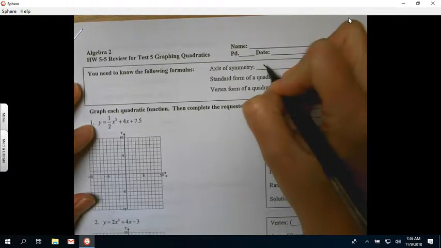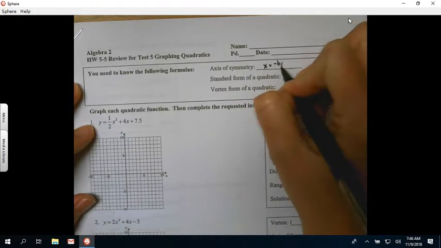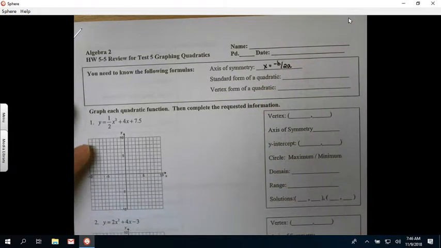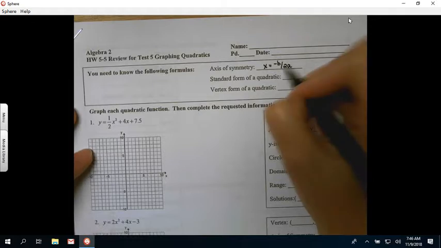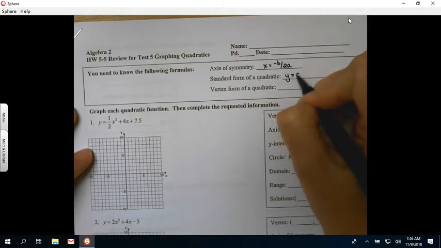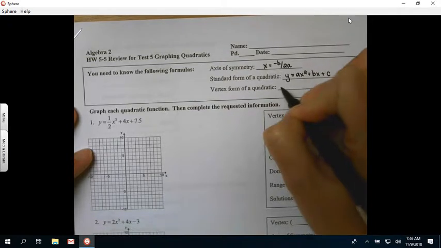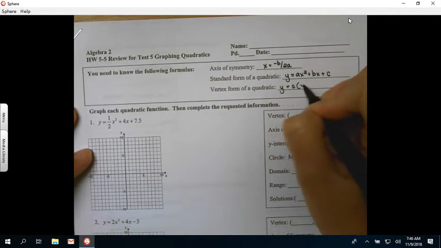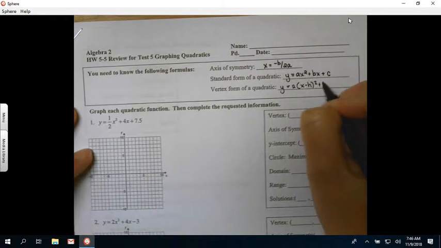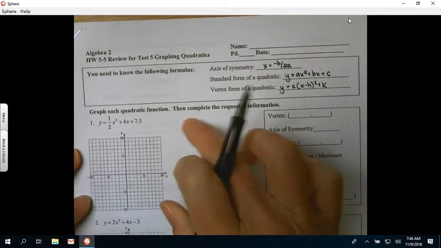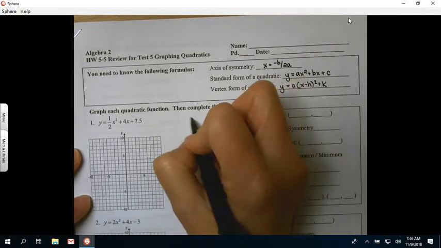So axis of symmetry is x equals negative b over 2a. You have to memorize that. That is the only formula you have to memorize. Standard form is ax squared plus bx plus c, and vertex form is y equals a(x minus h) squared plus k. All three of these on the first page are standard form.